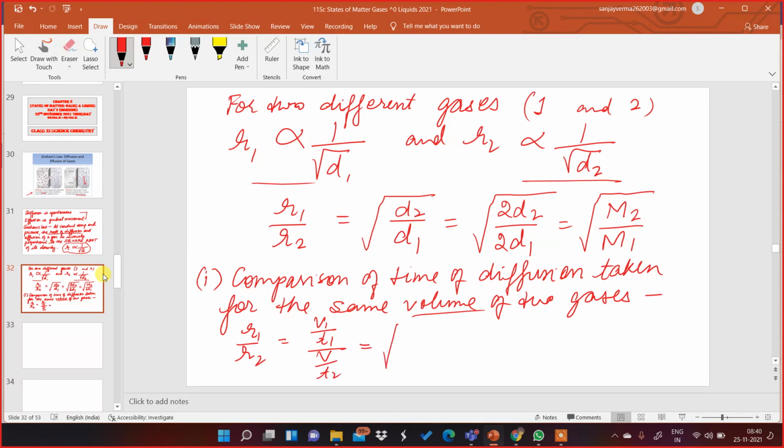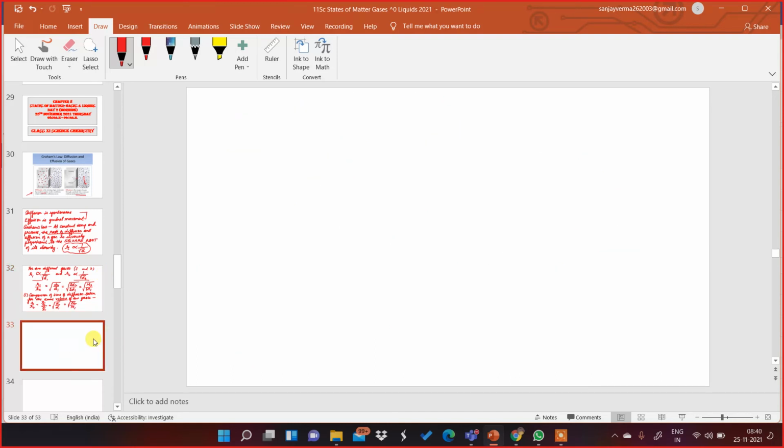That is equal to root under d2 by d1. That is equal to root under m2 by m1. Okay, now if you proceed further to simplify this relationship, the volume will cancel. And then we can get the equation in terms of time. T2 by T1 will be equal to root under d2 by d1, that is equal to root under m2 by m1. So this is under the first case where we are comparing the time of diffusion taken for the same volume of two gases.